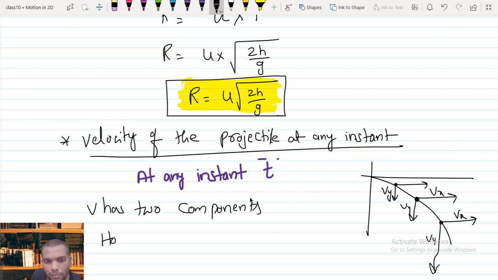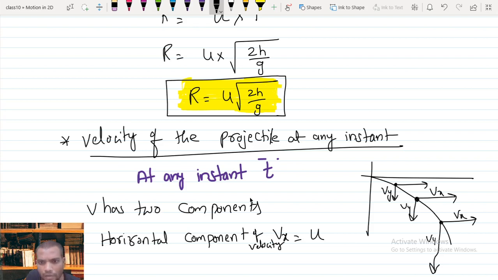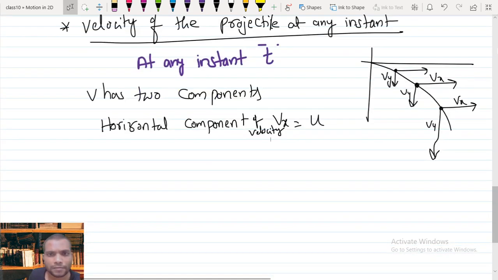So the horizontal component, that is the velocity we throw the object with. u is the horizontal component. This component remains constant throughout the projectile motion. So the horizontal component of velocity, Vx equal to u, and another component is the vertical component.